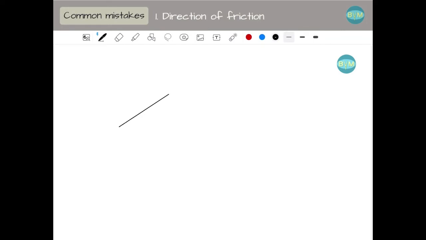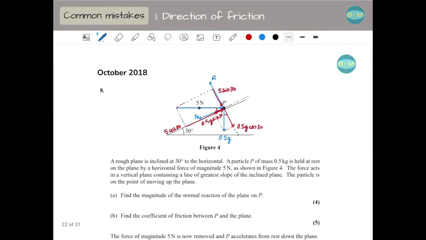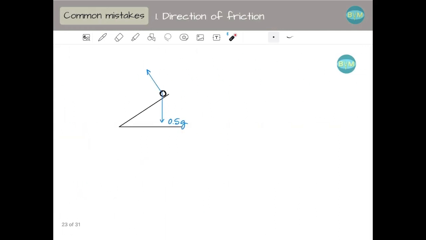So I have my plane again, and I have my particle, and the forces acting on the particle will be the weight, which hasn't changed because the mass is the same, then the normal reaction pointing up, and I have friction. The friction before was pointing down because I was trying to move the particle up. Now the particle is moving down, and a common mistake is not changing the direction of the force. So be careful with this one. This is mistake number 1 in this question.